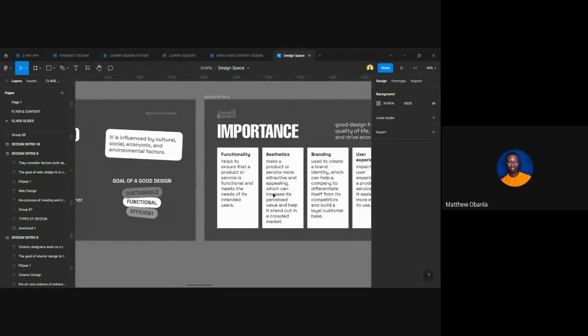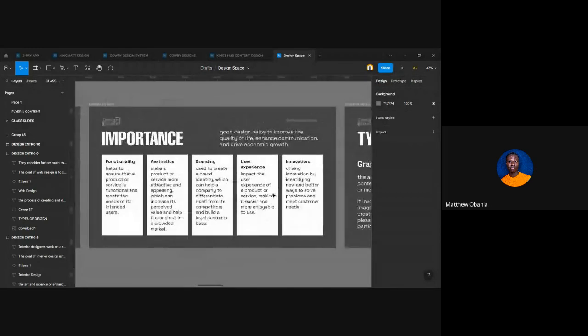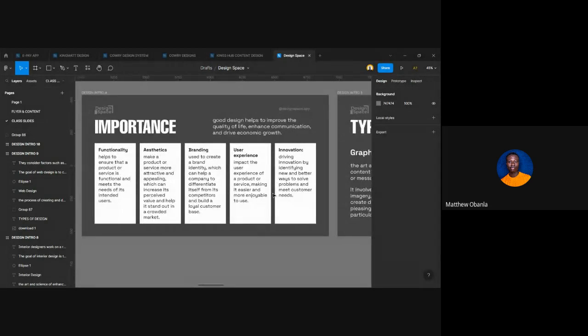So I'm going to be moving on to the importance of design. Like I mentioned, good design improves the quality of life, enhances communication, and drives economic growth. Here, for instance, I mentioned functionality. It helps to ensure that the product or service is functional and meets the needs of the intended user.